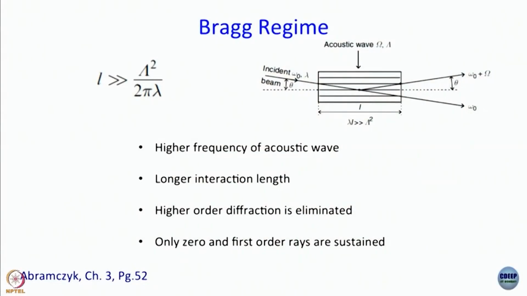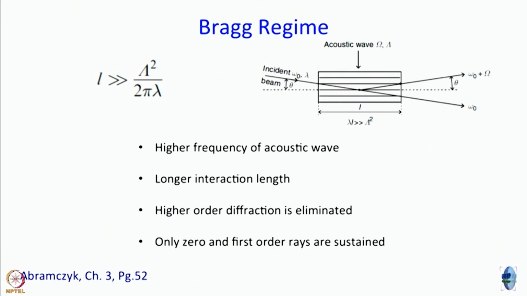So, in cavity damping once again we use an acousto-optic modulator. We have talked about mode locking, how you do mode locking using an acousto-optic modulator. That time we said that you have to use the AOM in the Raman-Nath regime, where L was much less than capital lambda squared by 2 pi small lambda, where capital lambda is the wavelength of the sound wave, and small lambda is the wavelength of light.